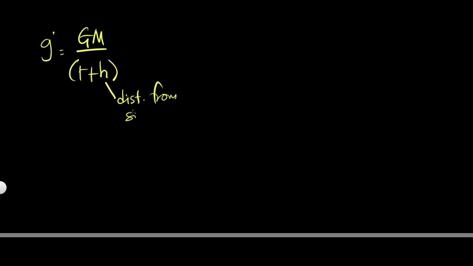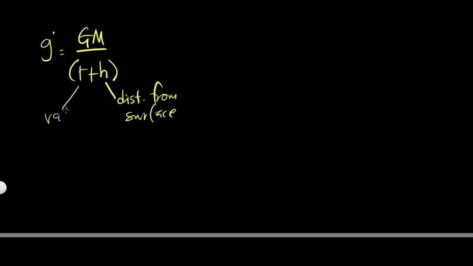In this session, we'll look into how we can apply what we had learned before, which is calculating the value of g at a certain height, by using g equals GM over (R plus h) squared, where h is the distance from the surface of Earth, of the planet, any planet. So this is the distance from the surface.